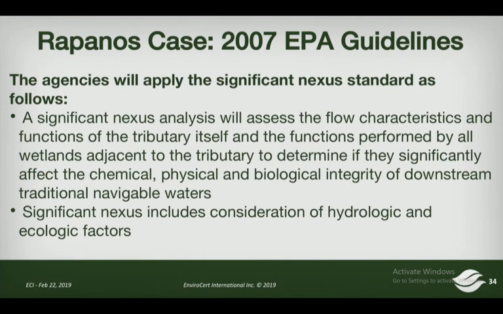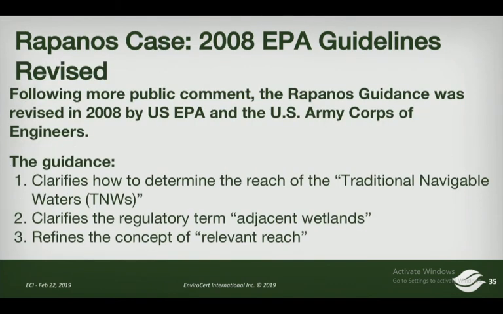If the test showed there was a significant nexus, then they can assert jurisdiction where they assess flow characteristics and the function of the tributary itself and the functions performed by the adjacent wetlands to have a significant effect on, going back to the term they used in the Clean Water Act, the chemical, physical, and biologic integrity of the downstream traditional navigable waters. They also could show a significant nexus and assert jurisdiction if there's overriding hydrologic and ecologic factors that need to be considered.